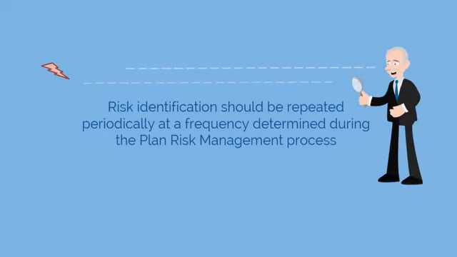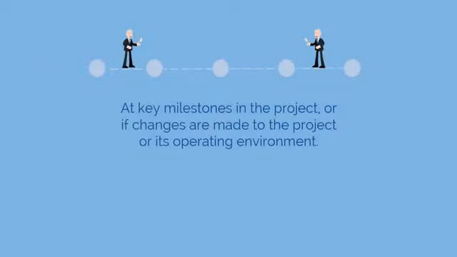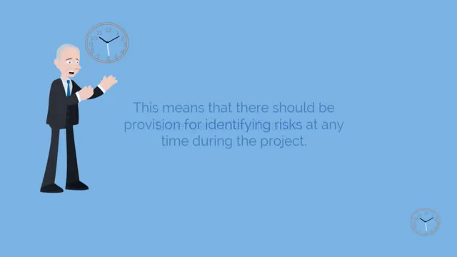Iterative identification. Risk identification should be repeated periodically at a frequency determined during the planned risk management process, at key milestones in the project, or if changes are made to the project or its operating environment. Emergent identification. There should be provision for identifying risks at any time during the project.